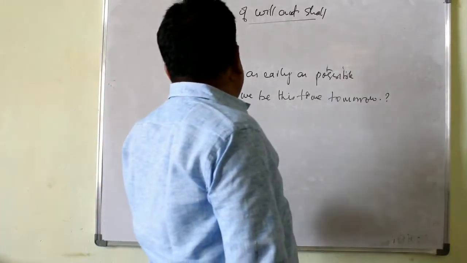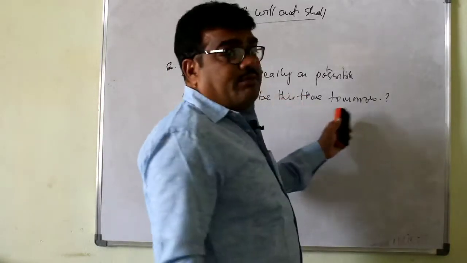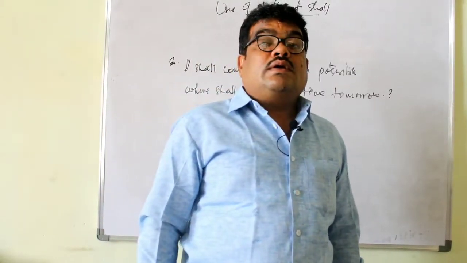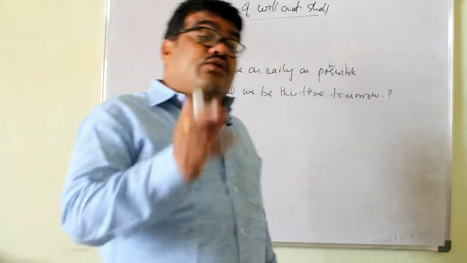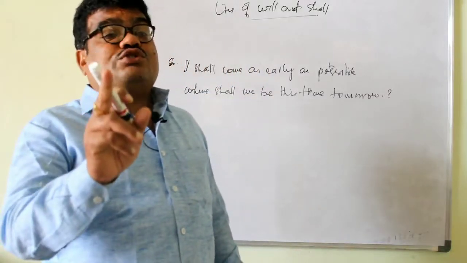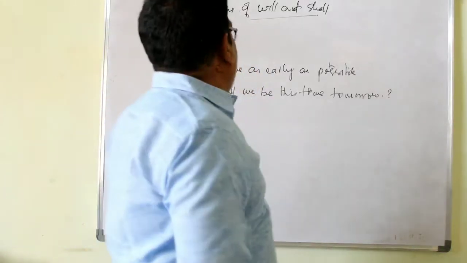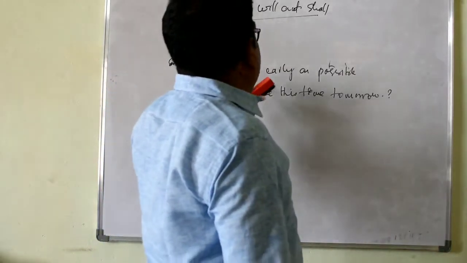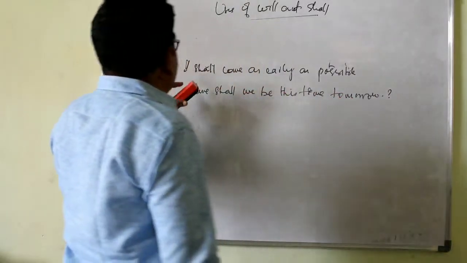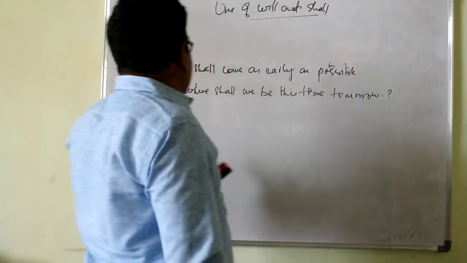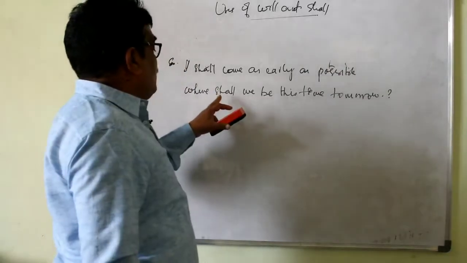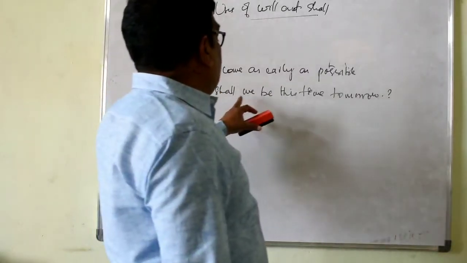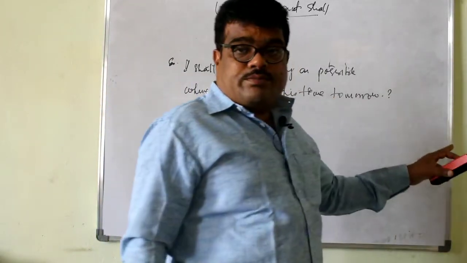where shall we be this time tomorrow? In these sentences, note we can use will. There is a possibility of using will also. For example, I shall come as early as possible. You can use will also: I will come as early as possible. Here you can replace the shall like this: where will we be this time tomorrow?